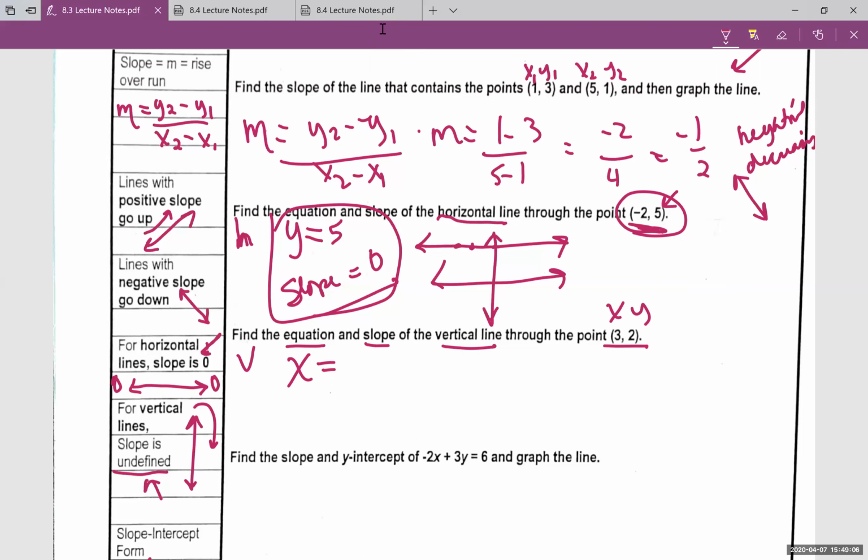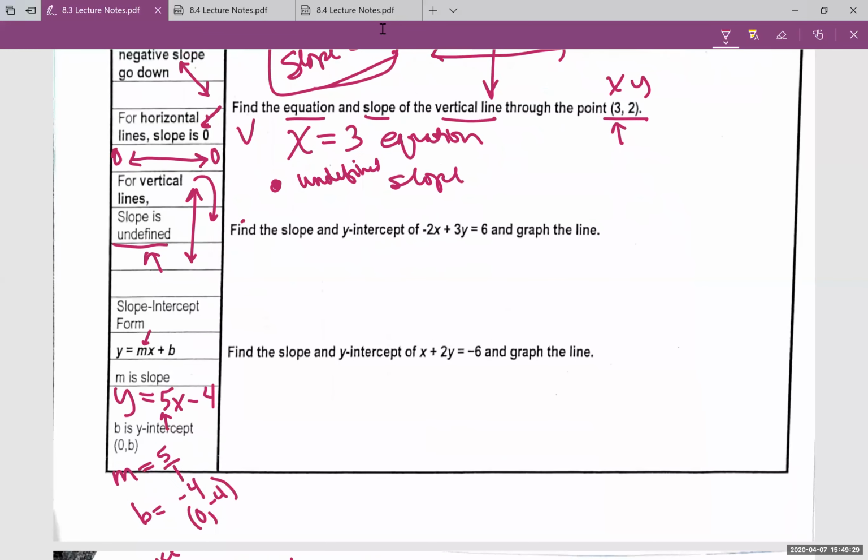And all we have to do is pick up the x coordinate over here. So this is the equation of the line, okay? And the slope, you're gonna say undefined. Because as I told you, for vertical lines, the slope is undefined, okay? All right, a couple more here.